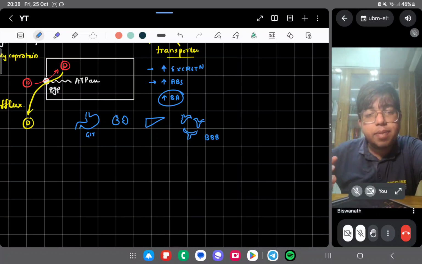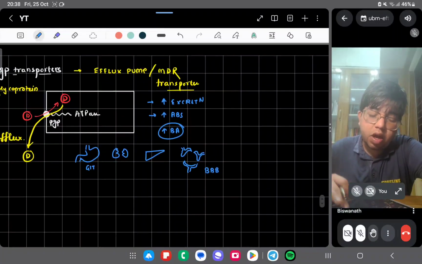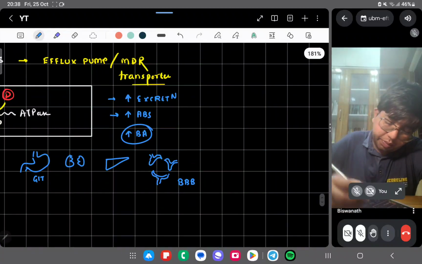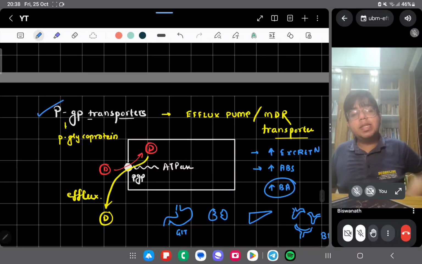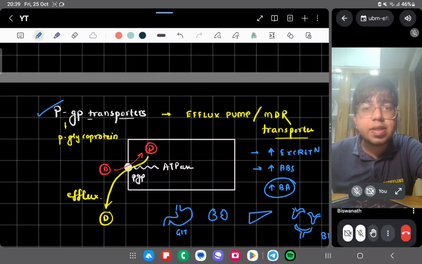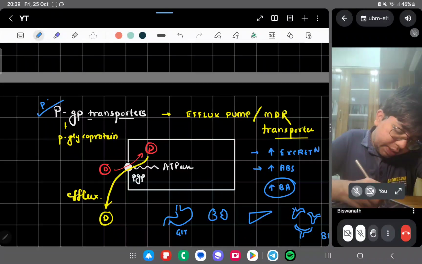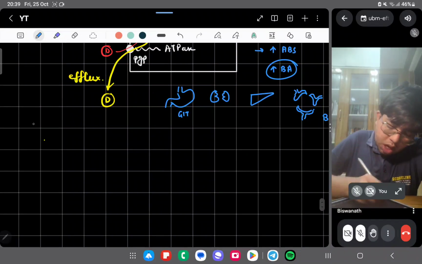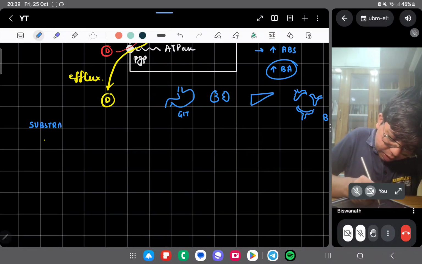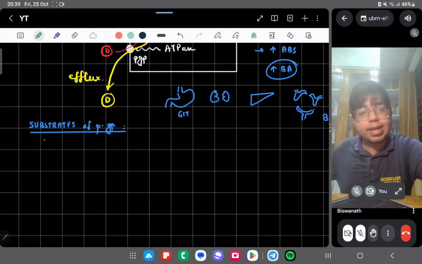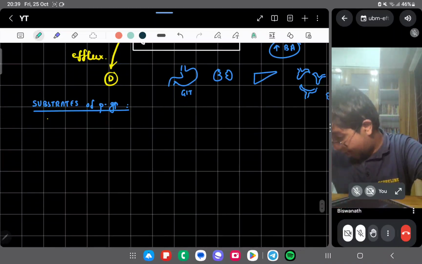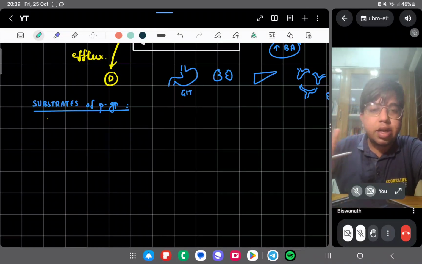On what drugs is the P glycoprotein basically active? What are the substrates? This concept is not an MBBS concept. This is not for your main board examinations. This is basically a concept for your PG examinations. So what are the substrates of P glycoprotein? On what does it basically act? We have let's say four drugs over which it acts.